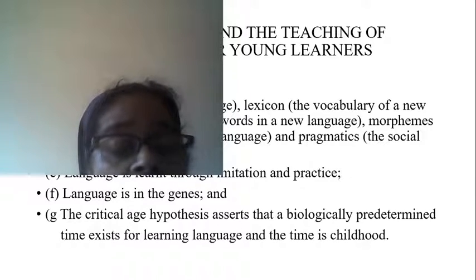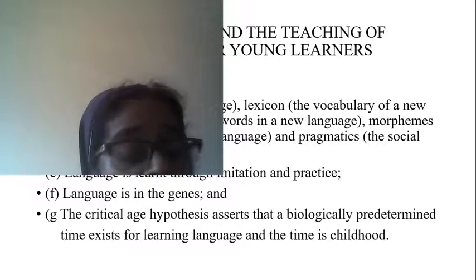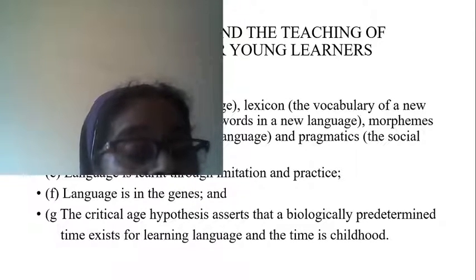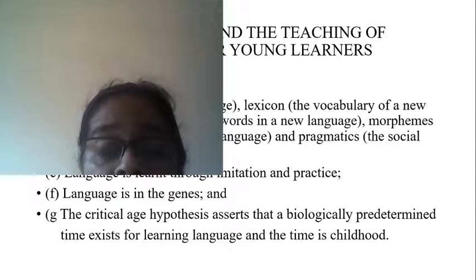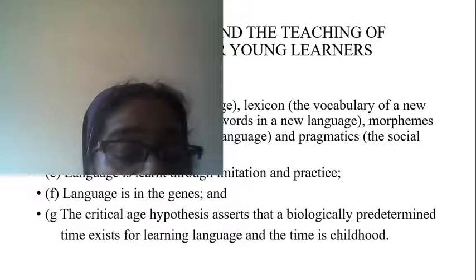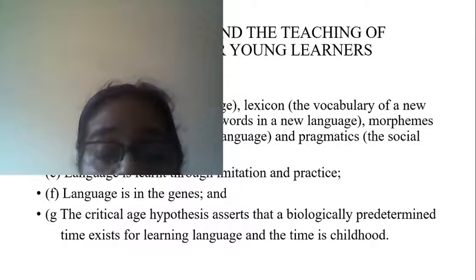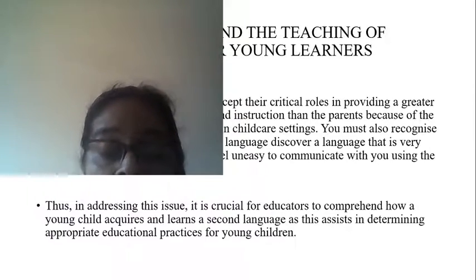Then language is learned through imitation and practice. The child learns through imitation. Then the next one is language is in the genes. And the last one is the critical age hypothesis, which asserts that a biologically predetermined time exists for learning language, and the time is childhood.